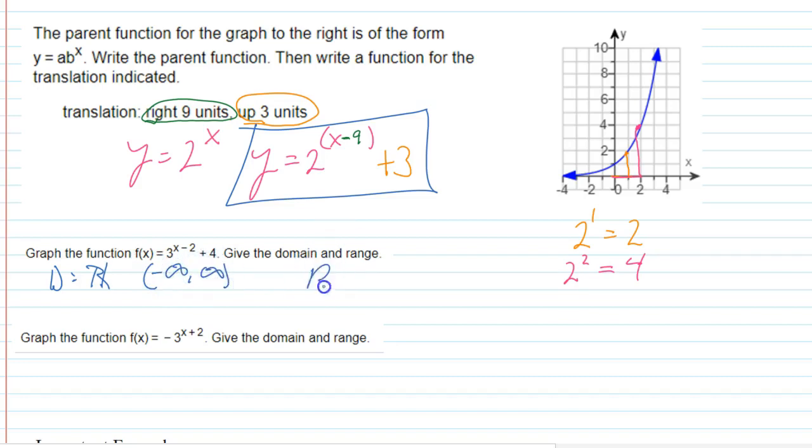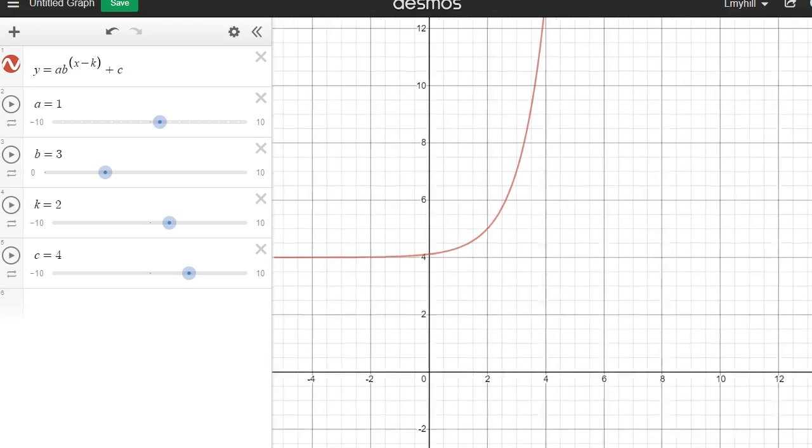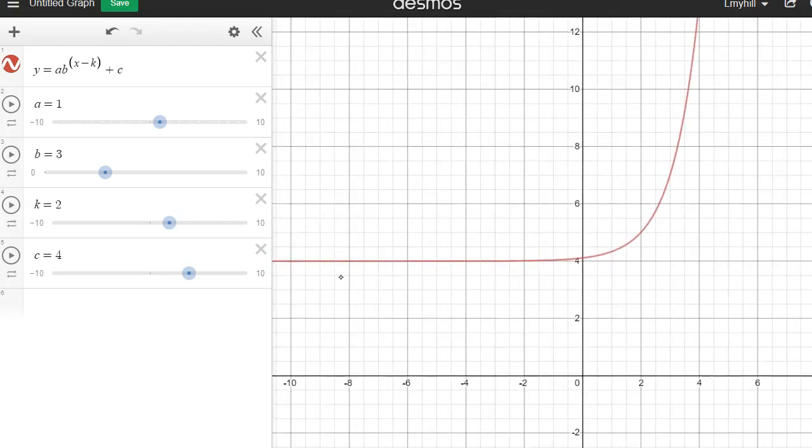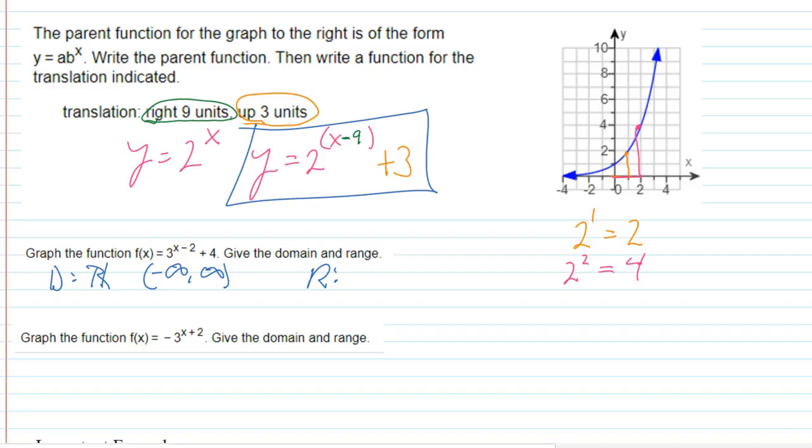Then the range can be written in two ways also. So the y value, let's look at the y value. It's coming down to 4. Now if you notice, it's never going below that 4. And technically it's never actually touching that 4. So what we would say is the range is going to be y greater than 4. It's going up and it's bigger than 4. The other way of writing that is the range is going to be from 4 to positive infinity.